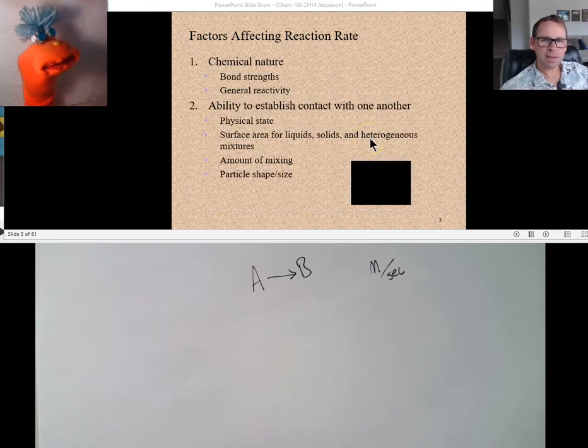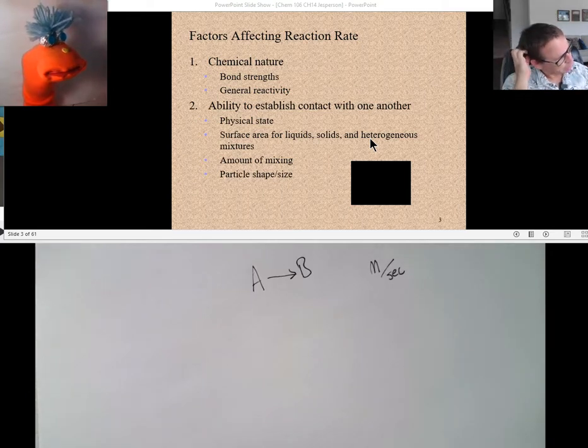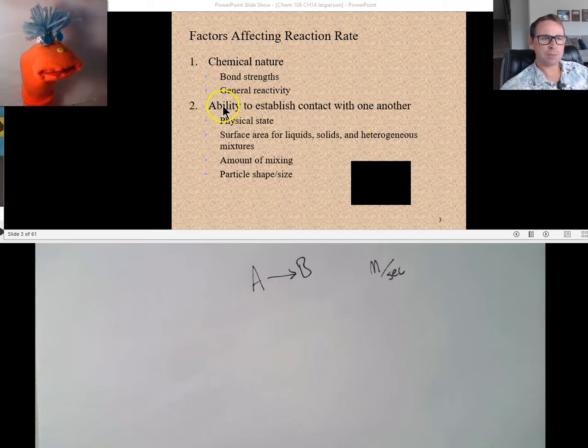Now there are lots of things that affect the rate of a chemical reaction. The nature of the chemical: if the resulting bonds are much stronger than the bonds that need to be broken. In general, reactivity: if a chemical is more reactive because of its shape, if the bonds that are going to be broken are readily available to other reactants or to the formation of those products.